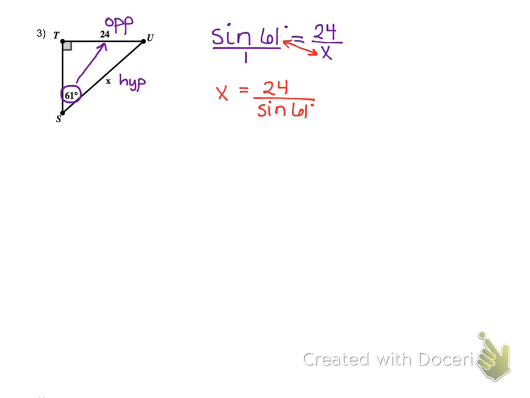So now, after entering this in your calculator, 24 divided by sine of 61 degrees, you're going to get x is equal to 27.44, and rounding this to the tenths place, we get 27.4.